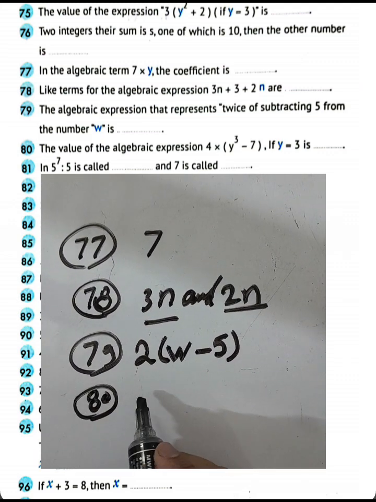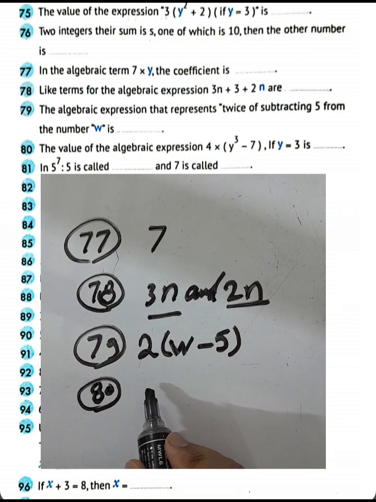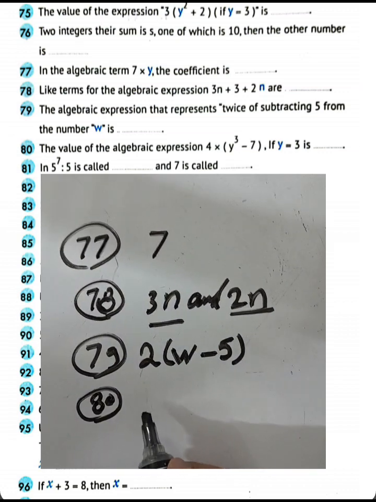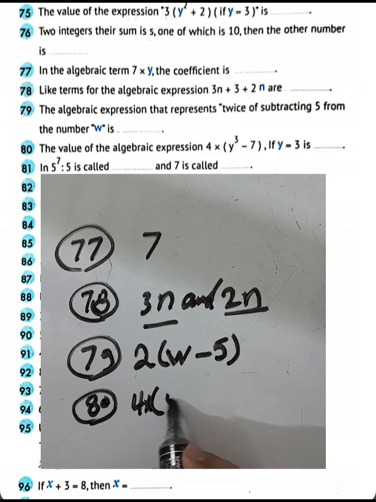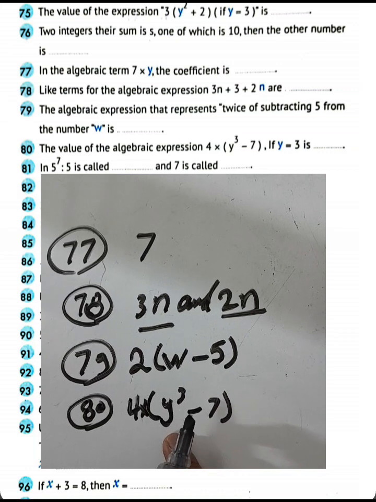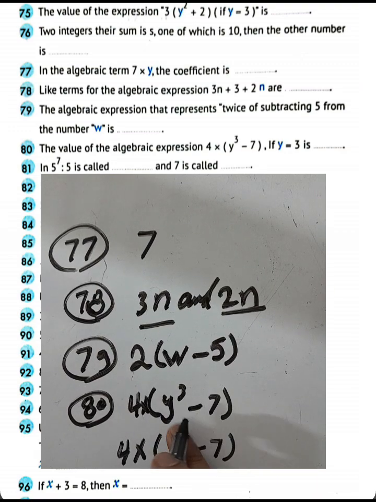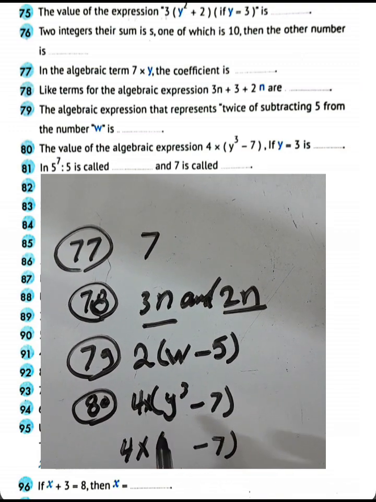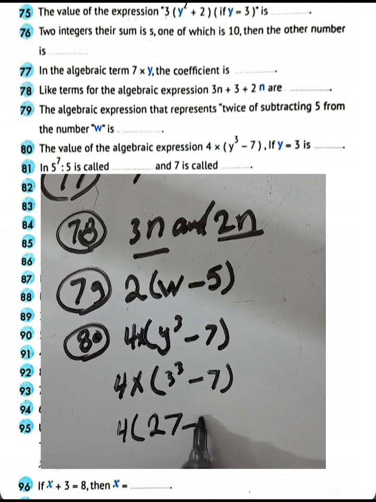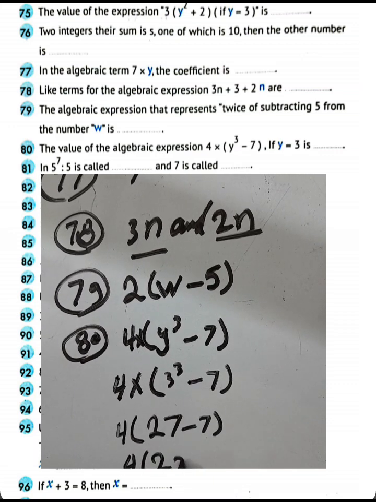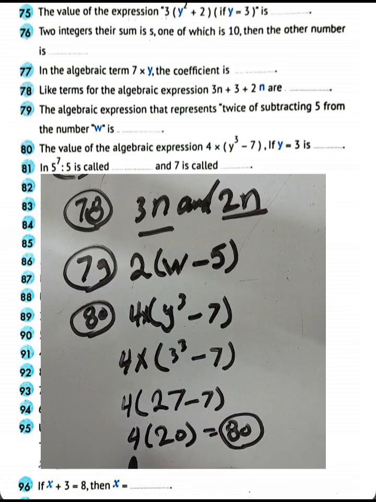Question 80. The value of the algebraic expression, if y equals 3. Put y equals 3, then the result is 4 multiplied by the difference between y power 3 and 7. Y power 3 is 27, so 4 multiplied by 27 minus 7, which is 4 times 20. The result is 80.